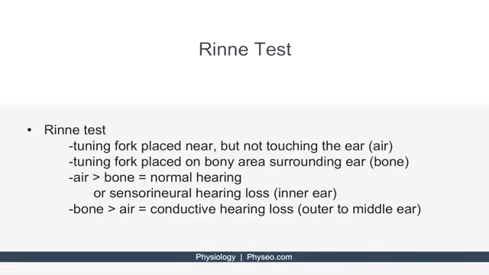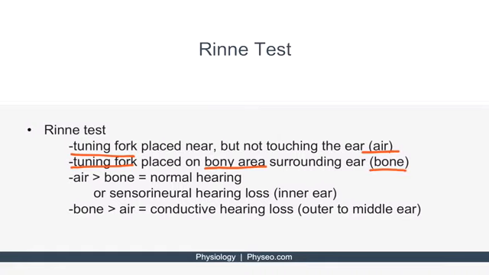Now let's talk about the Rinne test. This is a hearing test, and it's performed by taking a tuning fork and placing it near but not touching the ear. So the sound is just traveling through the air. The other portion of the test is where you take the tuning fork and place it on a bony area surrounding the ear. So sound is transferred through the skull.